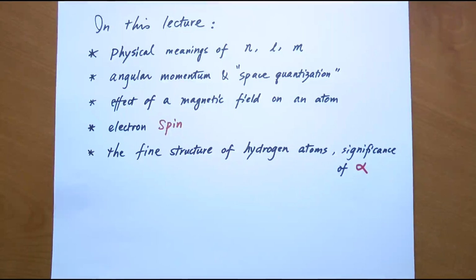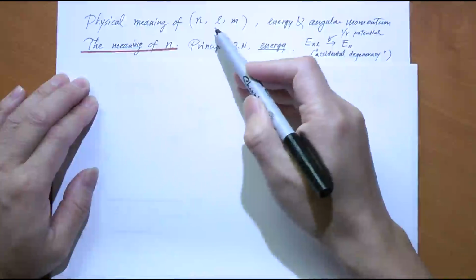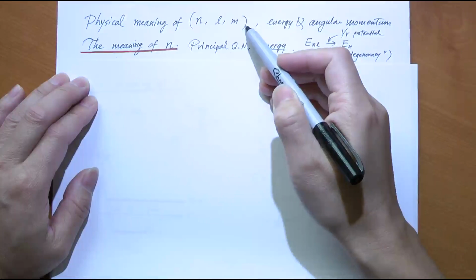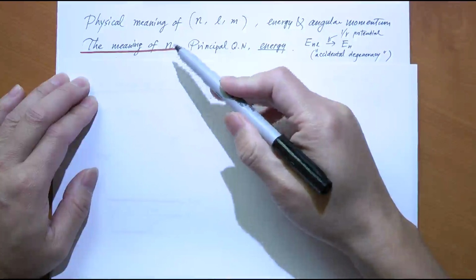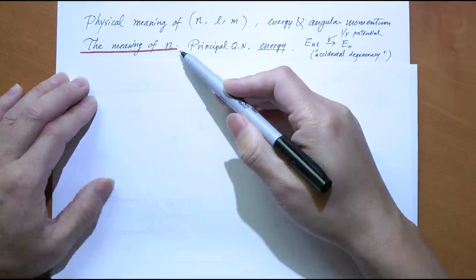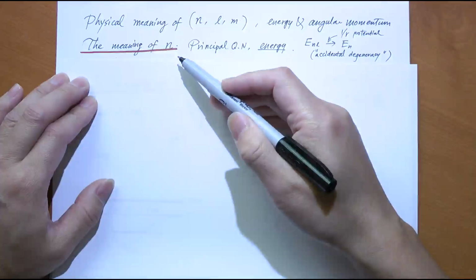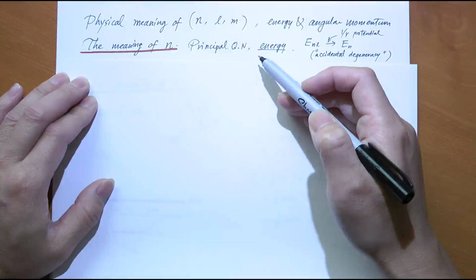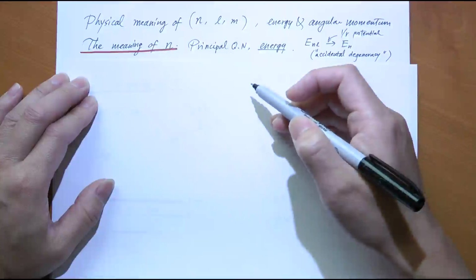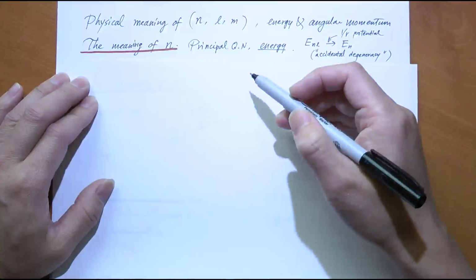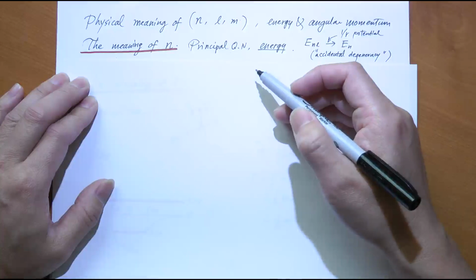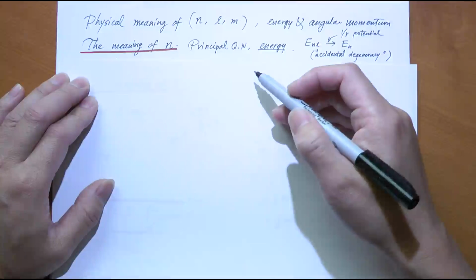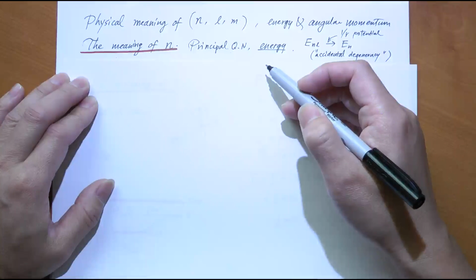So let's get started. Out of these three quantum numbers, the first one we are going to examine is the meaning of n, the principal quantum number. The principal quantum number only appears in the radial part of the wave function. And the radial part of the wave function is the only part that actually depends on the specific form of the centrally symmetrical potential U. So it varies from Coulomb potential to a different potential.